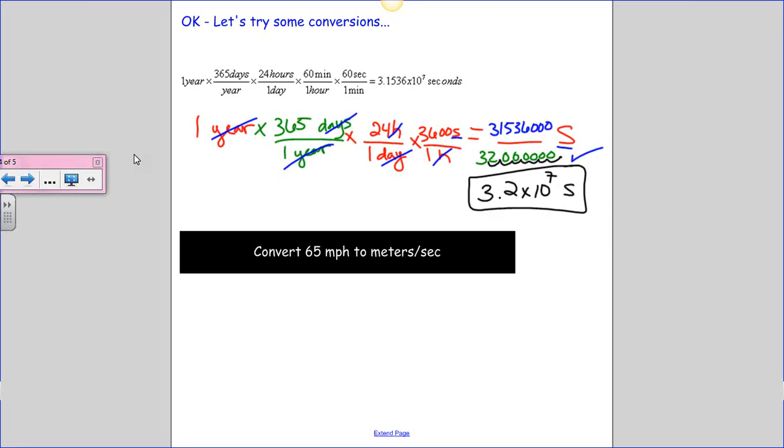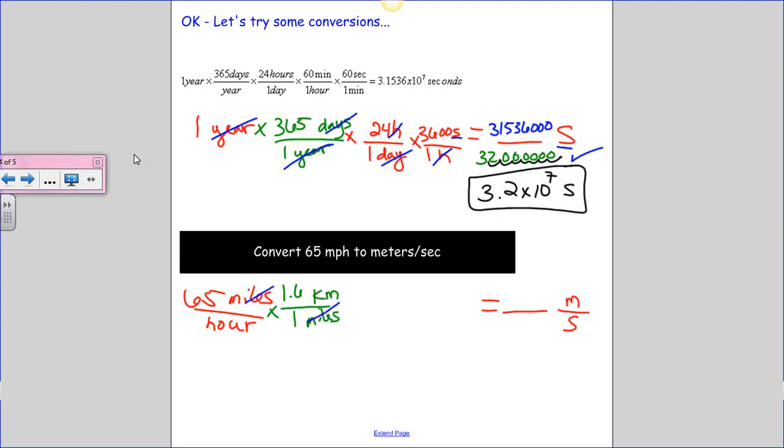All right, so let's try another one. This is really similar to the one we did on the previous page. Convert 65 miles per hour to meters per second. So again, start with what you're given, 65 miles per hour. And we want to figure out how many meters per second this is. So first conversion, we can try and get from miles to meters. And remember, we have to take a middle step to get there. We know the conversion between miles and kilometers. Does anyone remember what it is? It is 1.6 kilometers for every 1 mile.